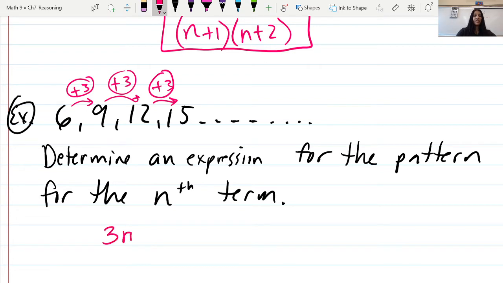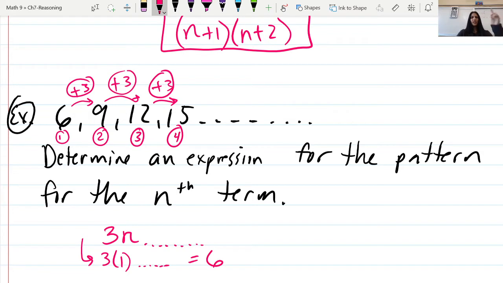So I can say 3 times the figure number or the term number. So that would be the first term, that'd be the second one, that'd be the third one, and that would be the fourth one. 3 times that, and then I'm going to put some dots here because I want to figure out what I do after multiplying by 3. So in the first example, I would do 3 times 1, but then to figure out the dots, I know that I end up at 6. So I'm thinking to myself, okay, I get 3 here. 3 plus 3 is going to give me 6. So that works for my first one.